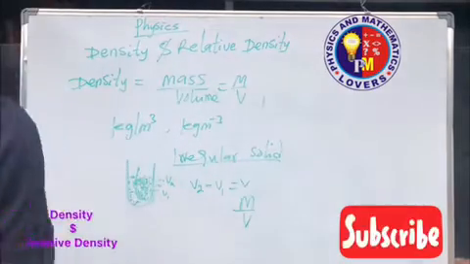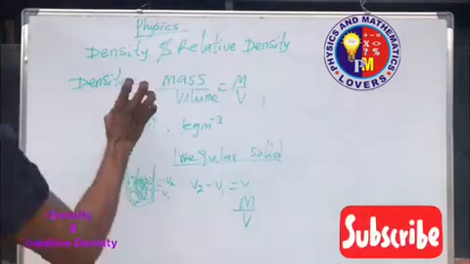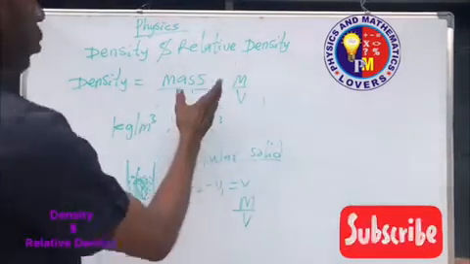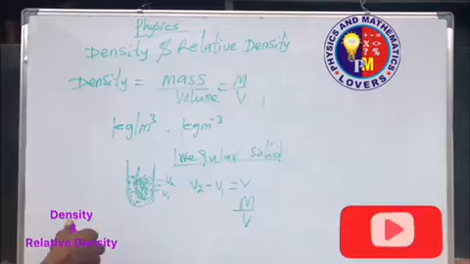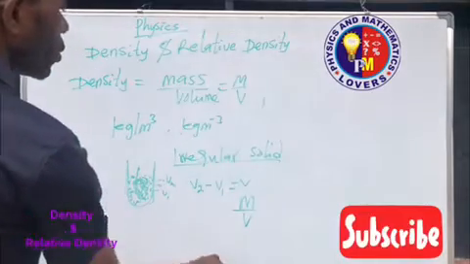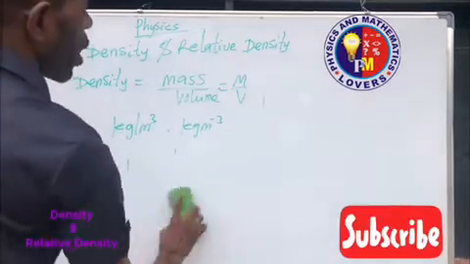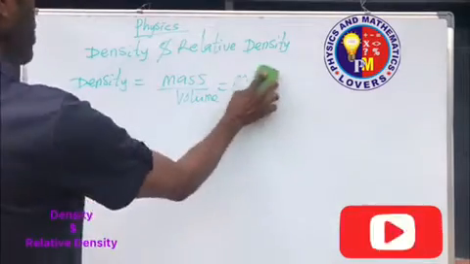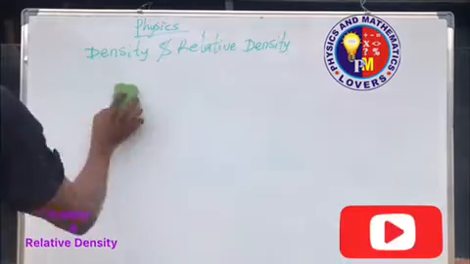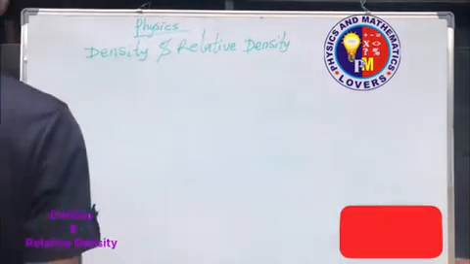So we want to solve one or two examples on density before we can move into relative density. We'll be taking it one after the other. I have a question here. Let me write it on the board so we can calculate it together. It's very simple. The key thing for you to understand here is to know the mass and the volume, then you calculate.